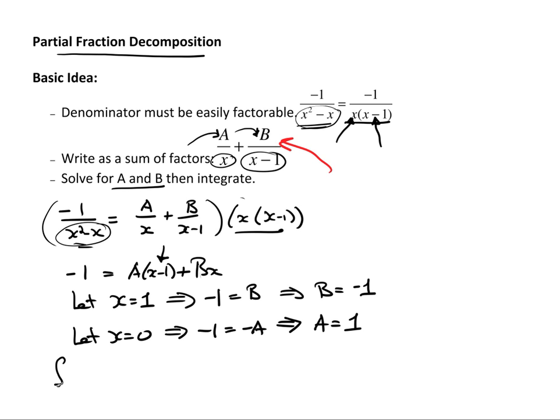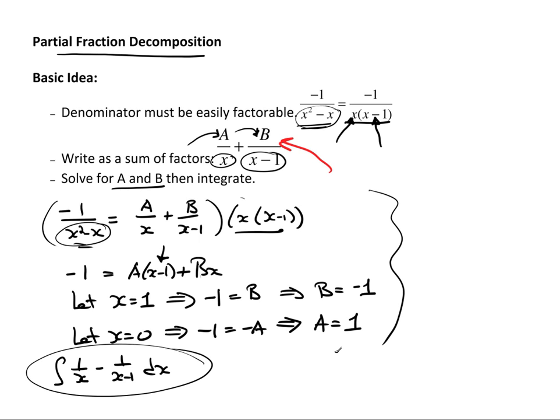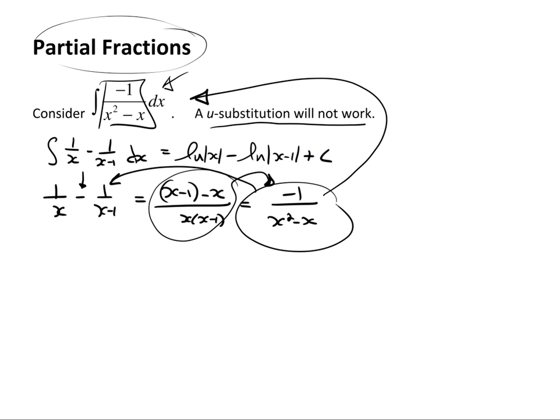So the integral is going to be a over x, a was 1, so 1 over x, plus b was a negative 1, so I'm going to bring the negative down just to make it a minus 1 over x minus 1 dx. And that's the same integral that I did earlier. So this is the basic idea behind applying partial fraction decomposition to this first example that we looked at a moment ago.